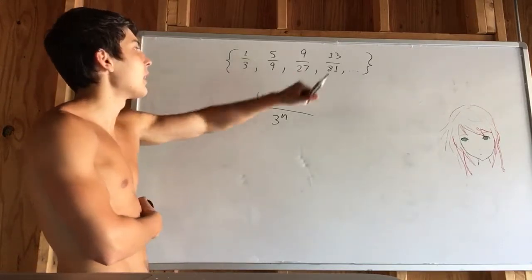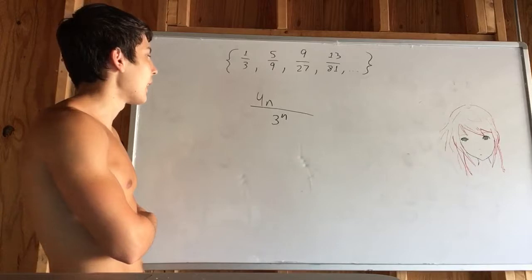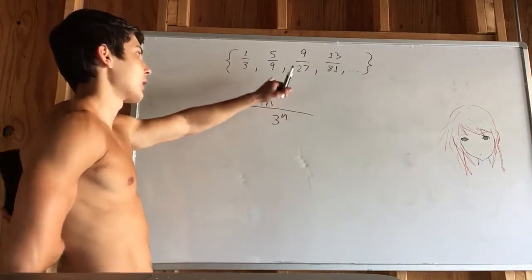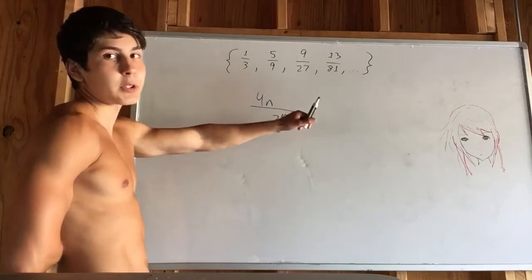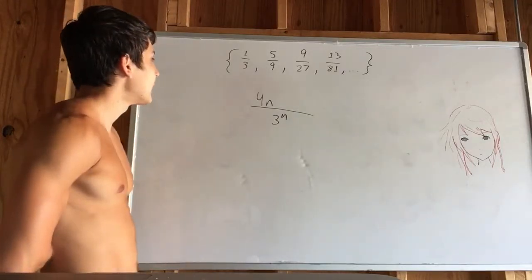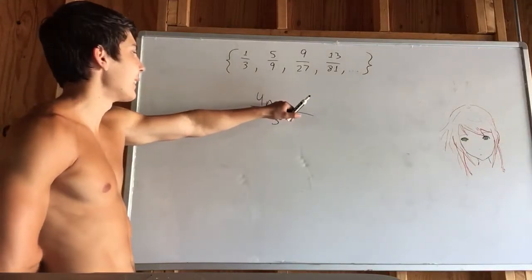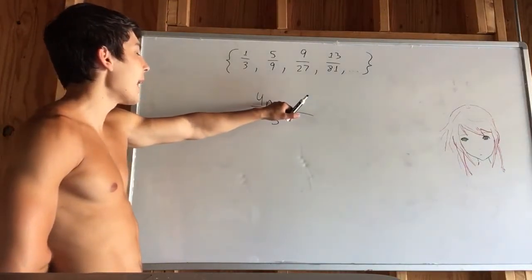When you see this pattern of an exponential function, you should know where it starts, right? You should be able to recognize this one: 3 to the n.